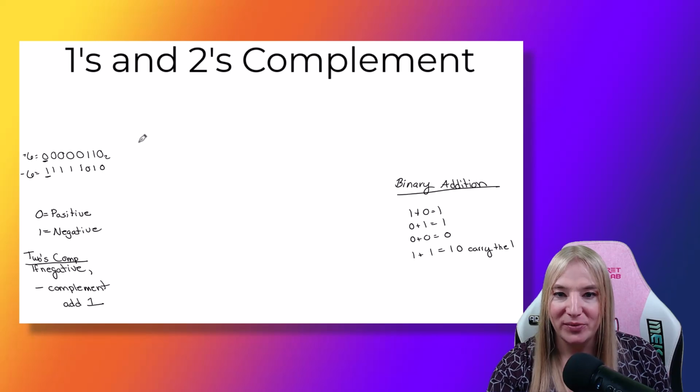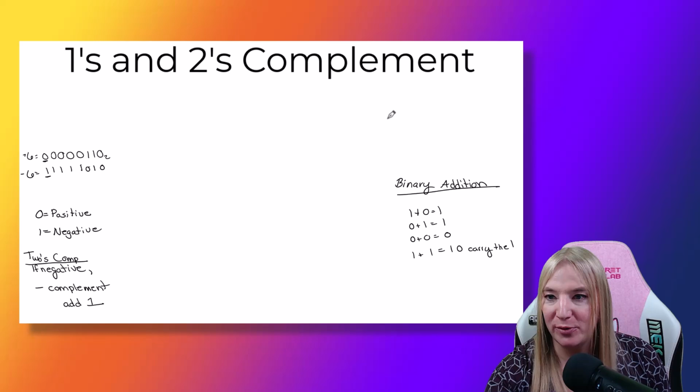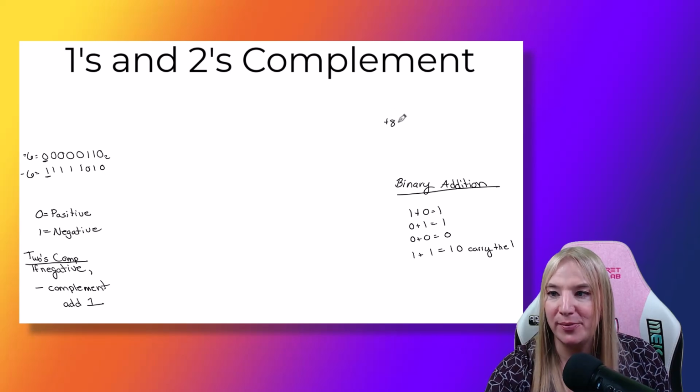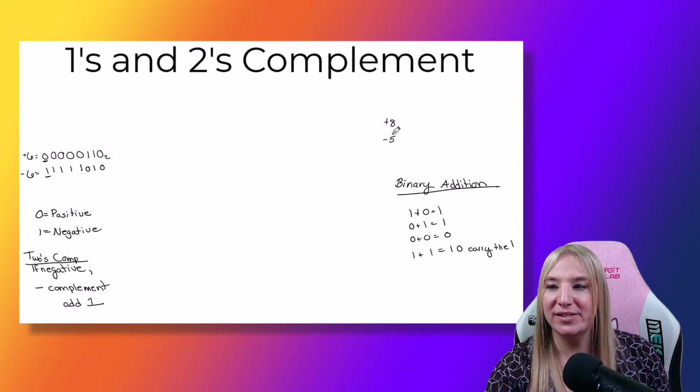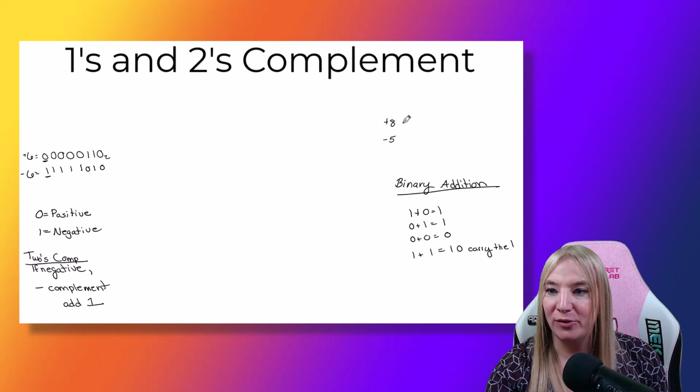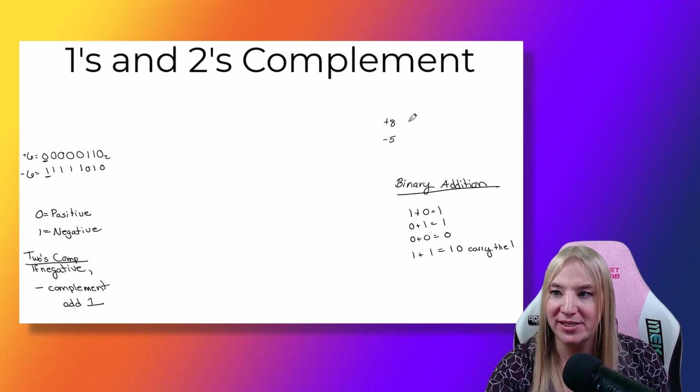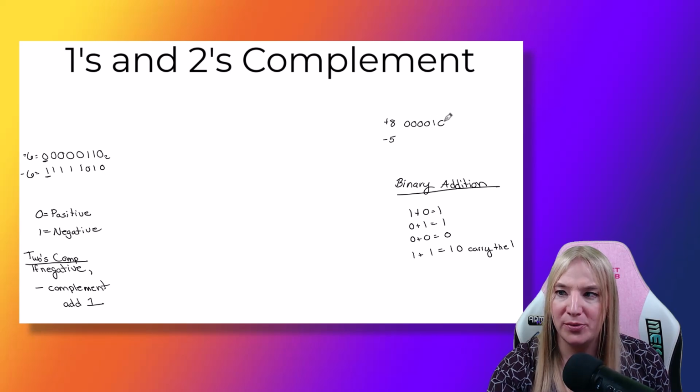We're going to do positive 8, and I'm just going to write the values up here this time, and then we're going to do negative 5. What if we want to do some arithmetic? What if we want to add these values together? So I'm going to convert these first. Positive 8 is going to be 0, 0, 0, 0, 1, 0, 0, 0, base 2.